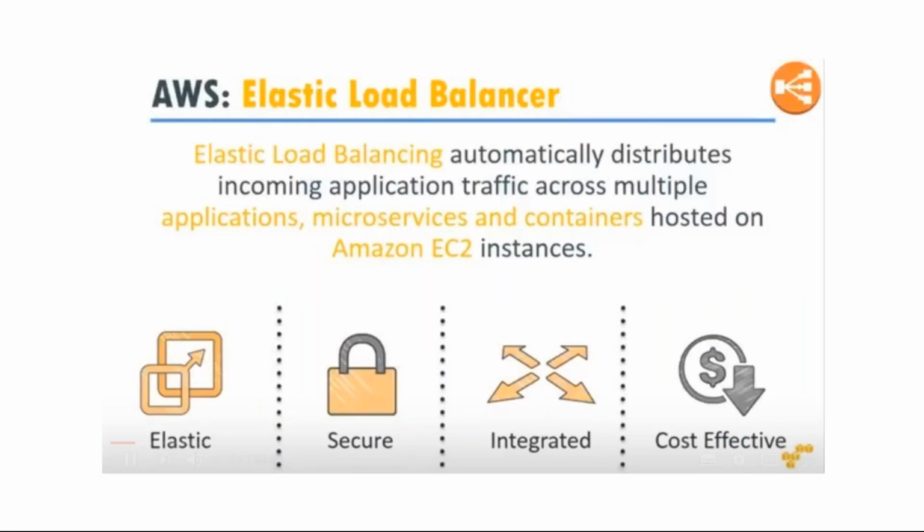So Elastic Load Balancing automatically distributes incoming application traffic across multiple applications, microservices and containers hosted on Amazon EC2 instances. If you configure a load balancer, depending upon the requirement, it will automatically distribute the load to other multiple applications. Microservices are the applications you are developing, whatever programming you are developing. And containers are nothing but a collection of instances and applications hosted on Amazon EC2 instances.